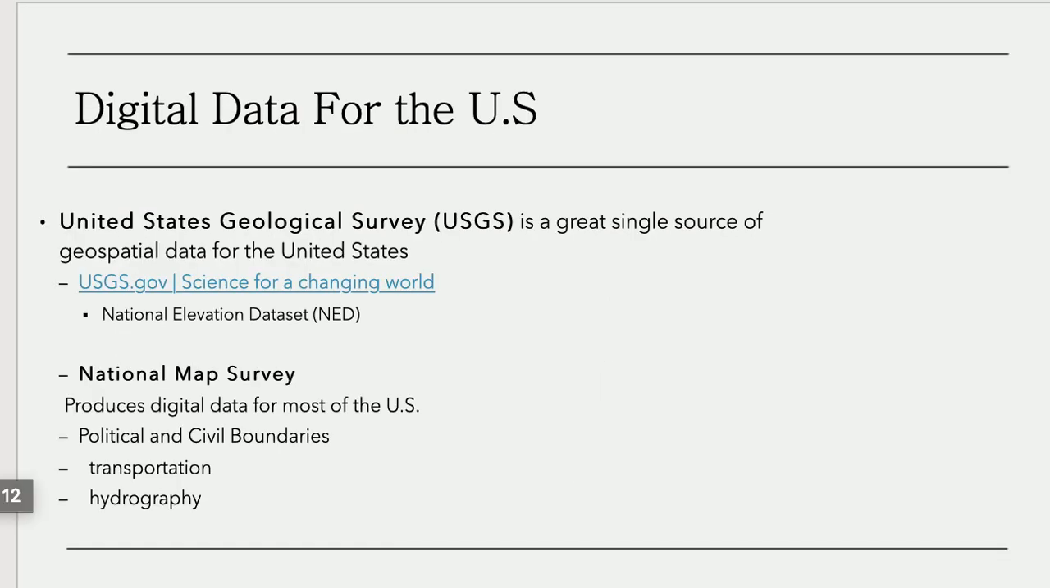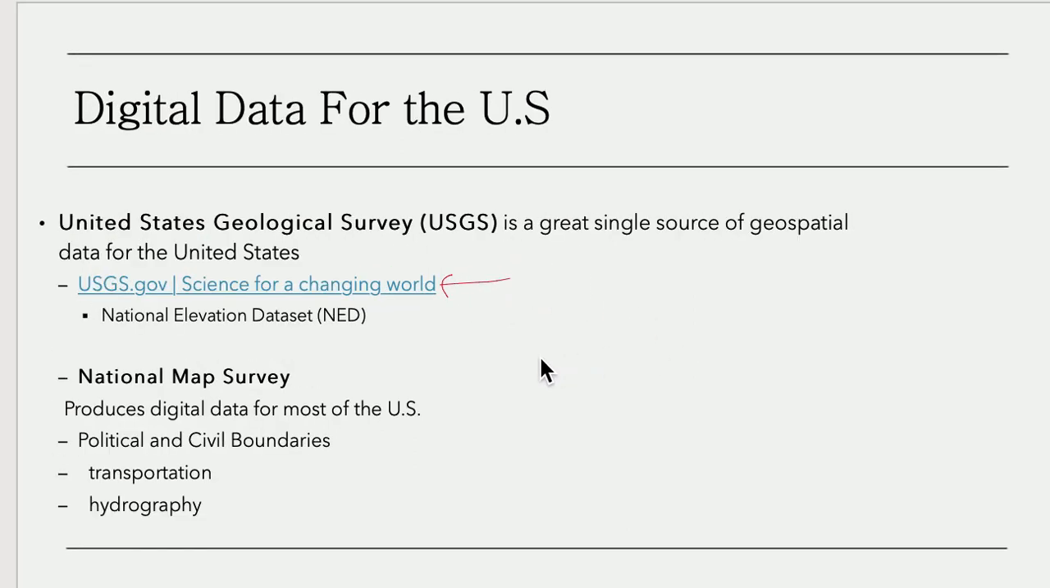Now for the digital data for the United States, these are examples of digital data. So we have the United States Geological Survey, also known as USGS, and this is a great single source of geospatial data for the United States. Here I have a link, but I highly encourage you all to check out all the different links that are in our module for this week, all the different data you could use for your GIS project.